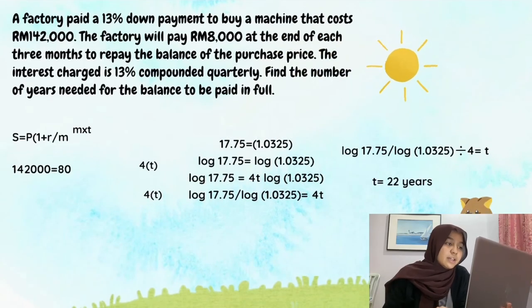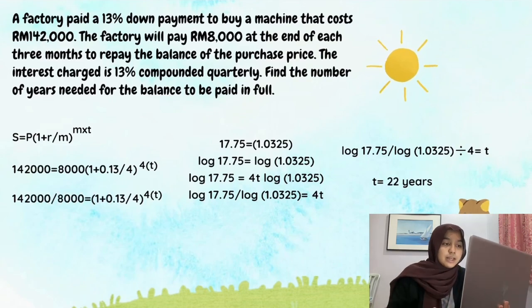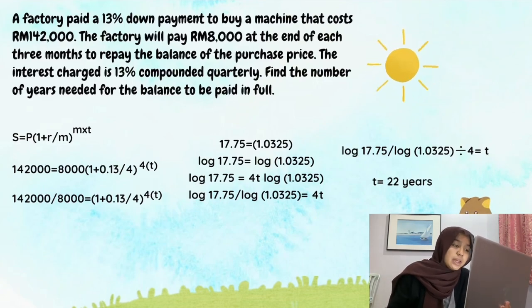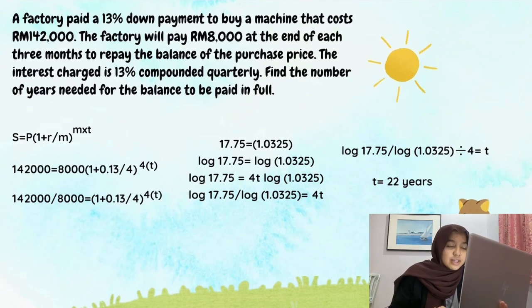Question 5. A factory paid a 30% down payment to buy a machine that costs 142,000 ringgit. The factory will pay 8,000 ringgit at the end of each 3 months to repay the balance of the purchase price. The interest charge is 30% compounded quarterly. Find the number of years needed for the balance to be paid in full.